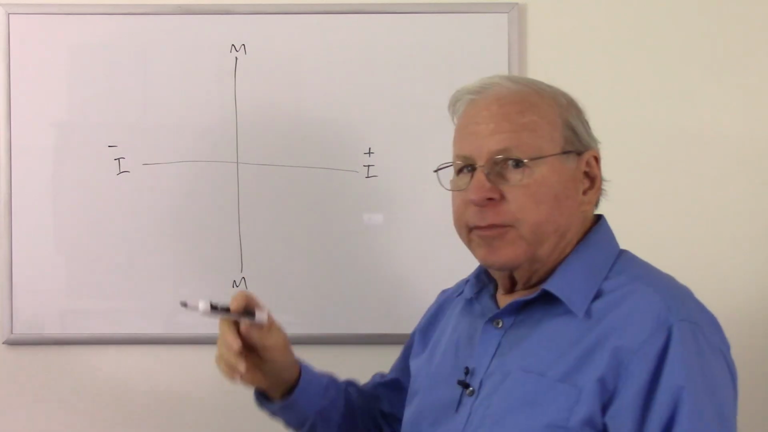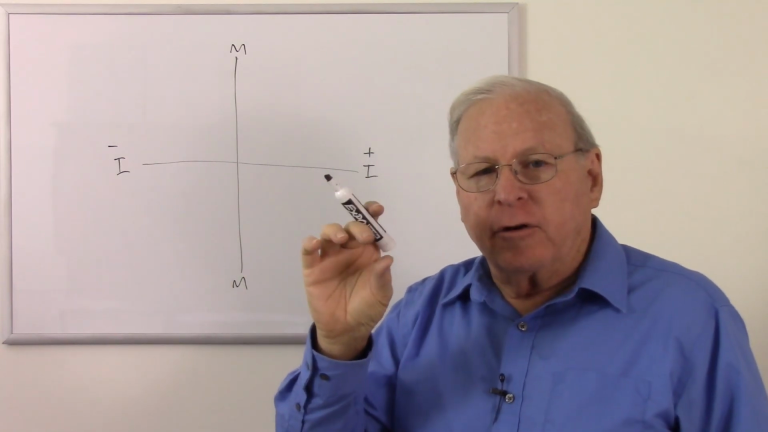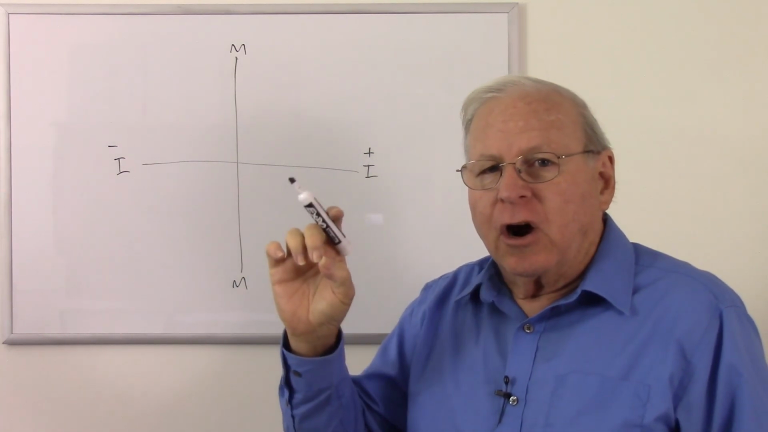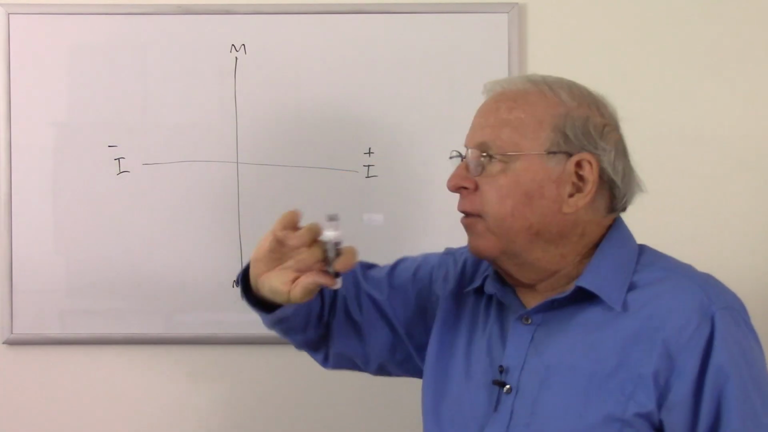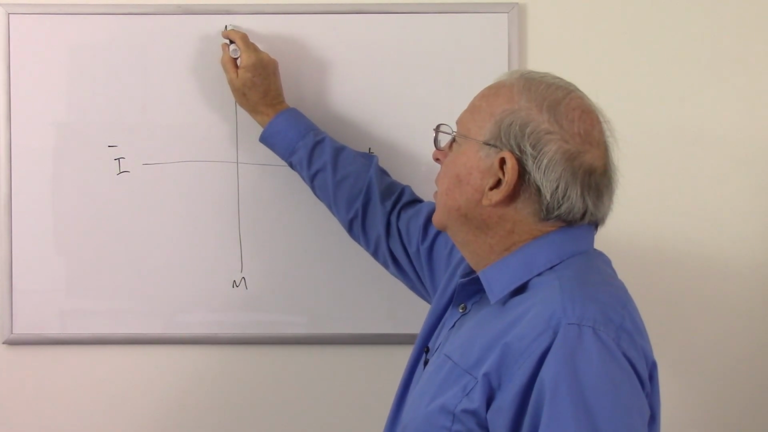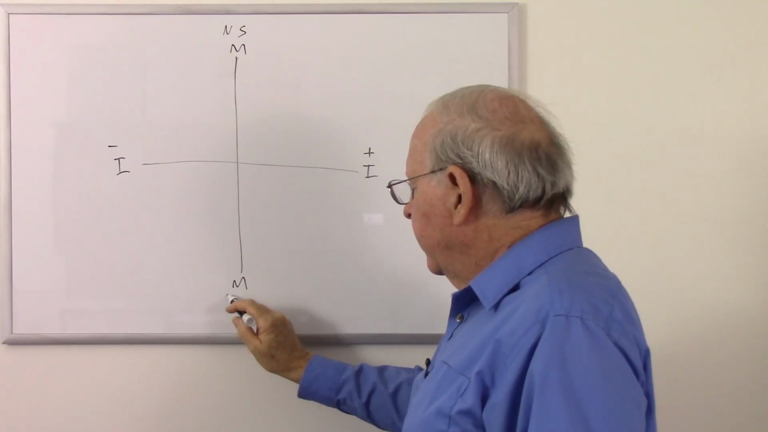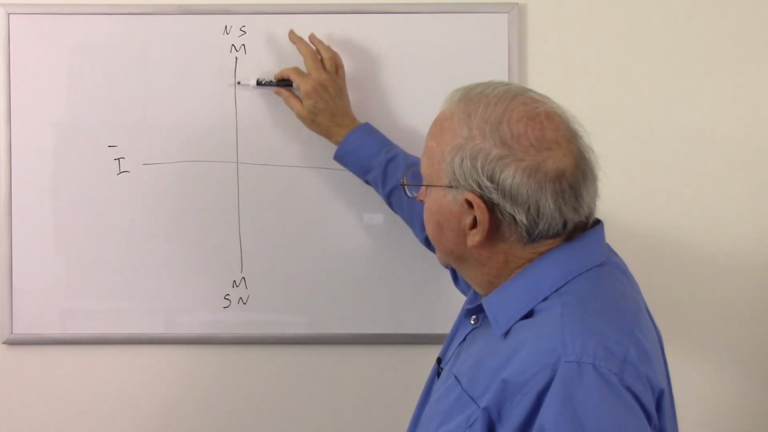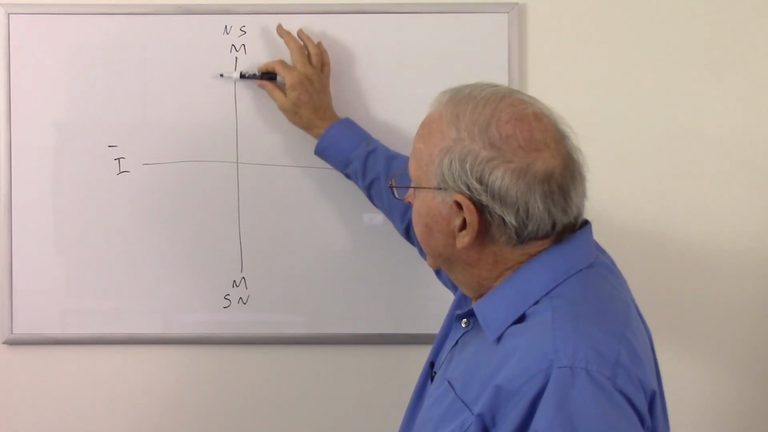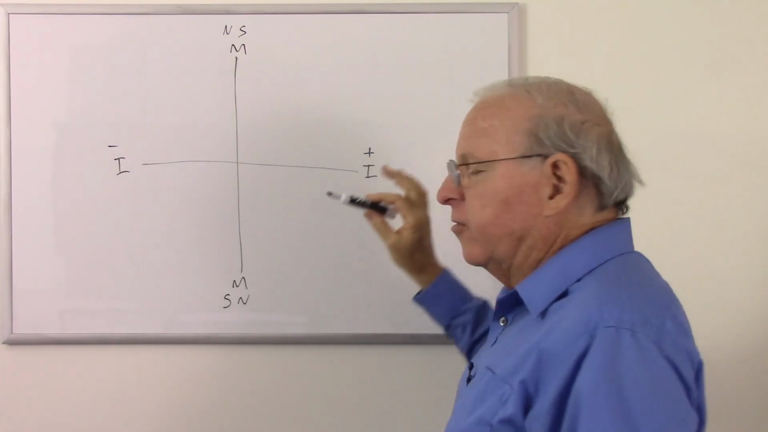And then the magnetism is going to be what direction the magnetic domains in that metal are magnetized. Are they magnetized north and south this way or north and south that way? So we go north to south and then south to north. And so once again, the vertical axis is our magnetism, the horizontal axis is our current.